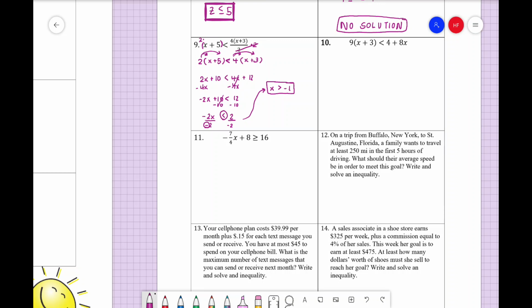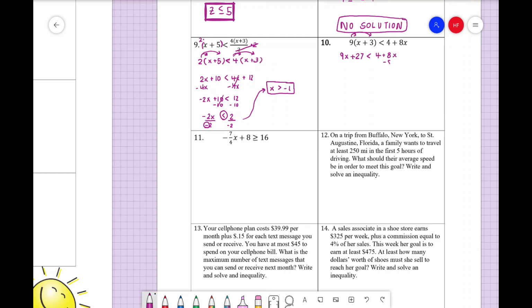Number 10, we might get interrupted by the bell here in a second. But on number 10, we're going to start by distributing this 9. So 9 times x, we get 9x. 9 times 3, we get 27. Less than 4 plus 8x.